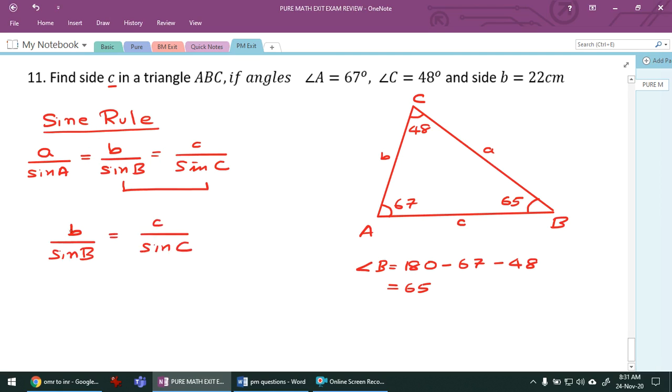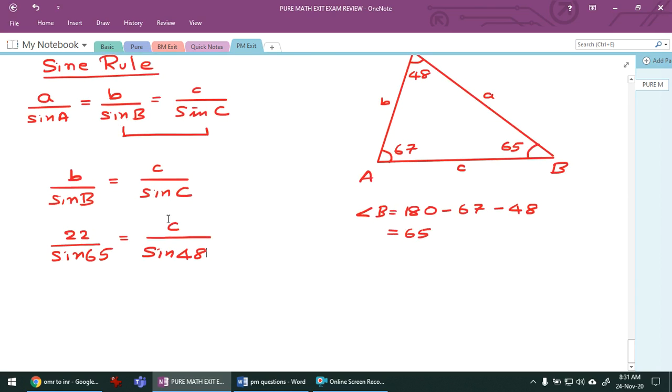Okay, now we will put the values one by one. What is small b? In the question it is there. Small b is 22. So 22 divided by sine capital B. Capital B is 65. So 65 equals small c, which we don't know. That is what we have to find out, divided by sine capital C. Capital C is 48.